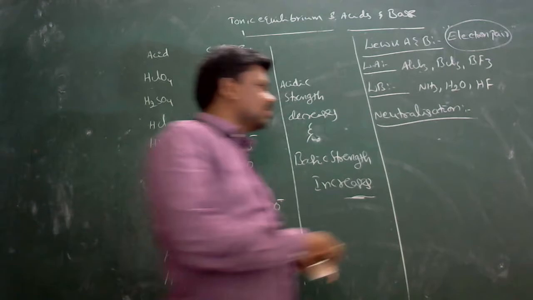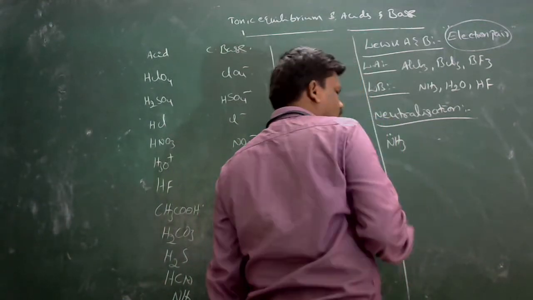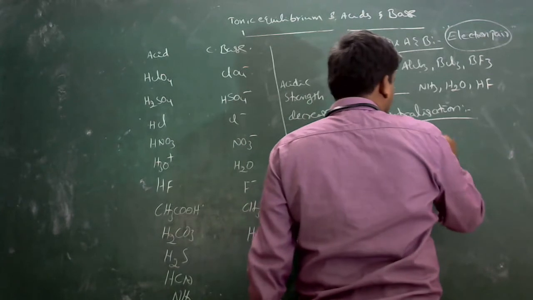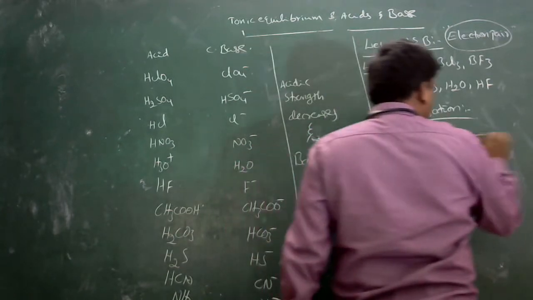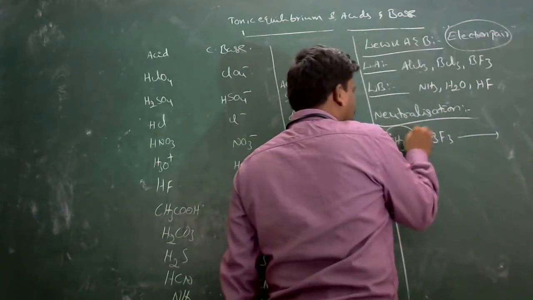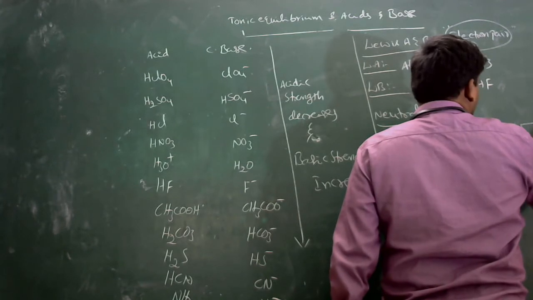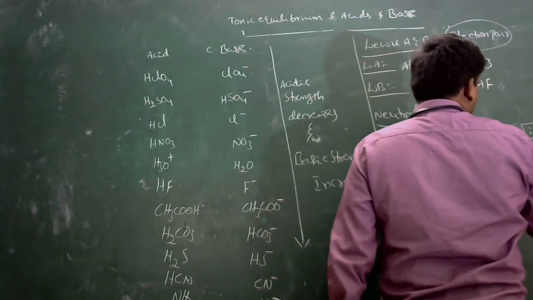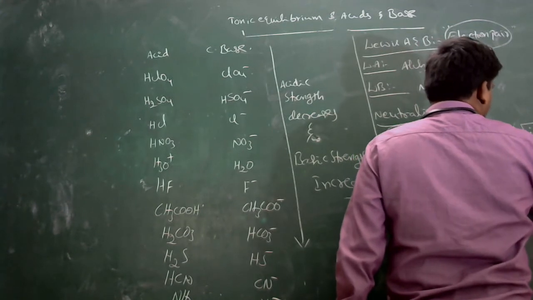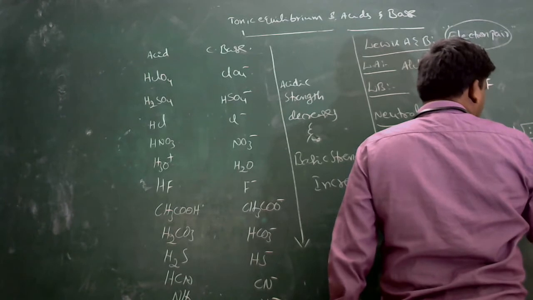For example, NH3 and BF3. NH3 contains a lone pair of electrons and BF3 contains a vacant orbital. In the transfer of the electron pair, it gives NH3 and BF3 bonded together. This is a coordinate covalent bond.